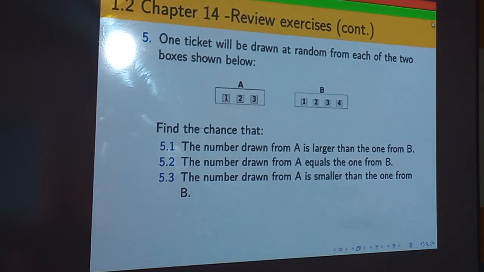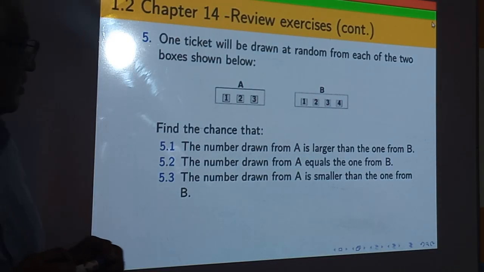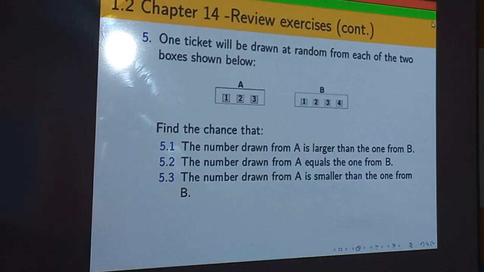One ticket will be drawn from each of the boxes. Find the chance the number drawn from A is larger than the number drawn from B. What is the easiest way to answer this question? You can find out using the condition also, right?